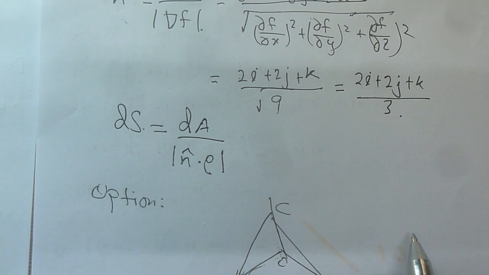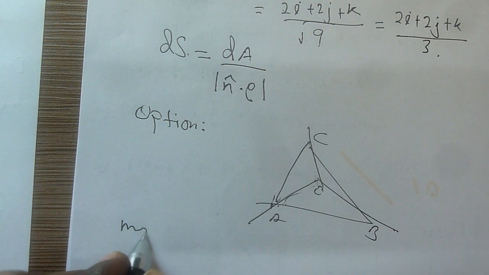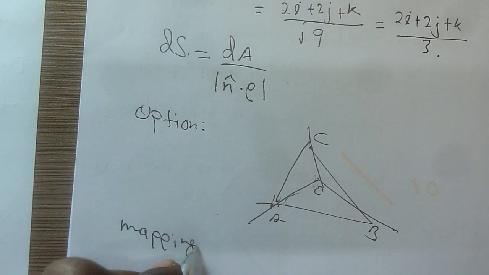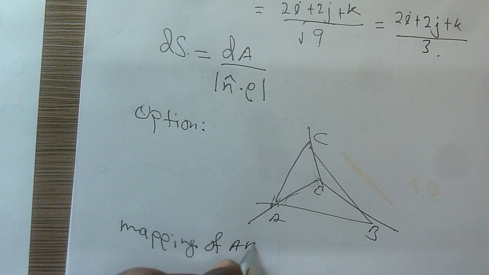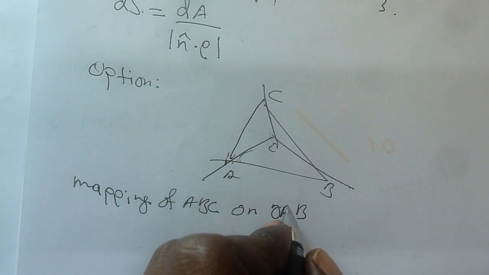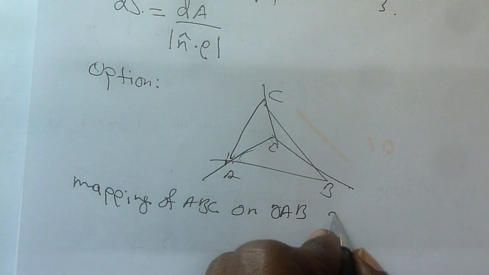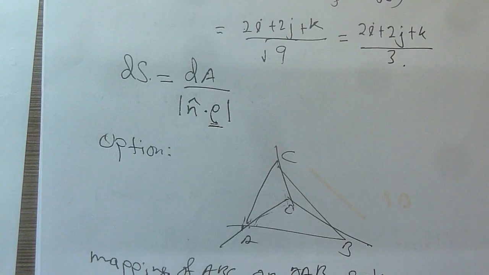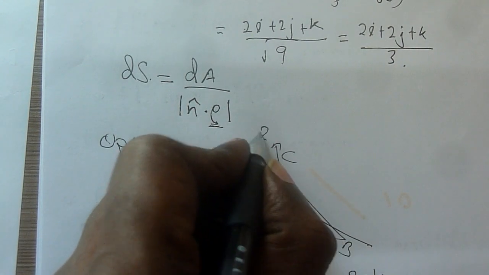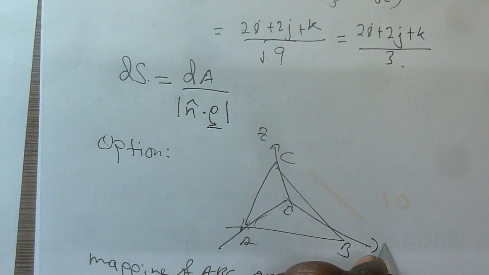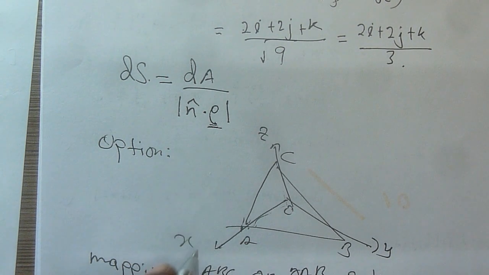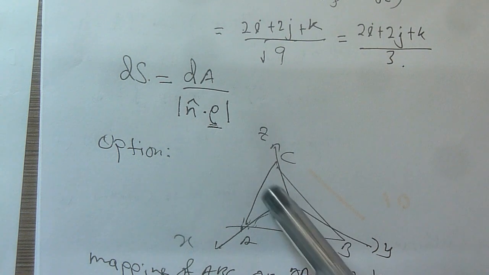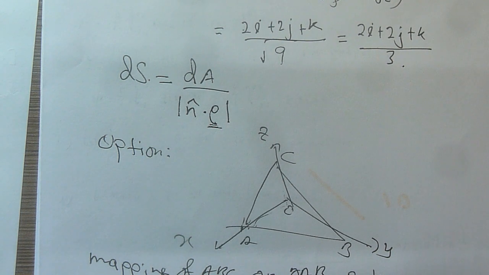Therefore, let's say you are choosing AOC as your mapping. Okay, let's say you are mapping of ABC on OAB. Then the rho here is a K. Here we know this is a Z. This is what just now is a Y, is an X. Okay? When you map it on this, the rho is a K.